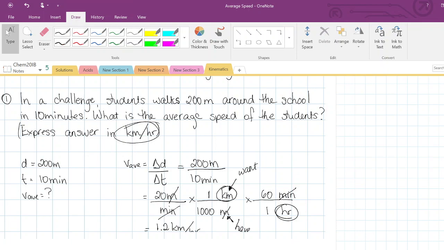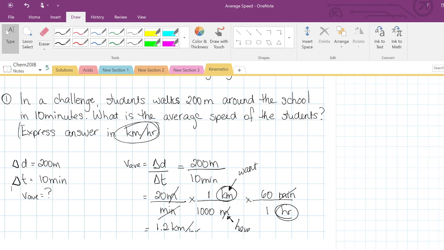Okay, so they're giving us distance is 200 meters. It tells us that it takes 10 minutes. That's our only distance, so that is our total distance here and our total time. And we want to figure out what is the average. So we've listed our knowns and our unknowns.